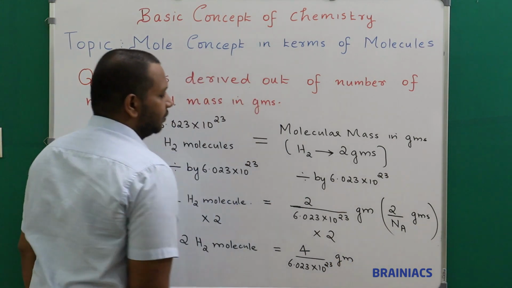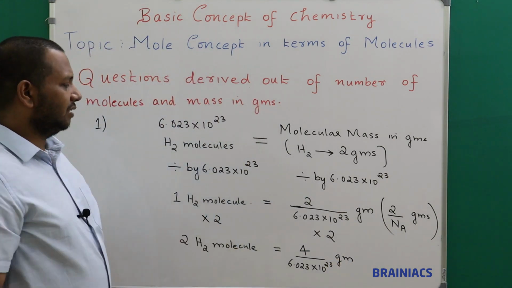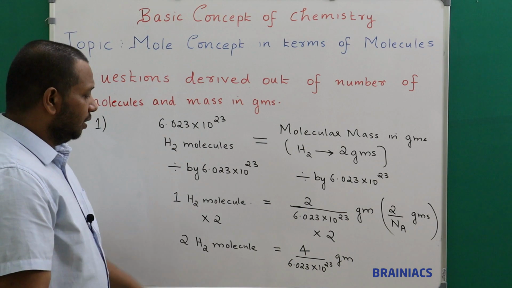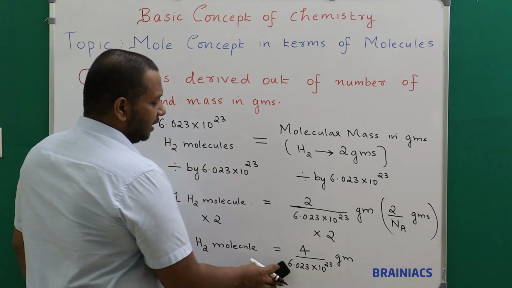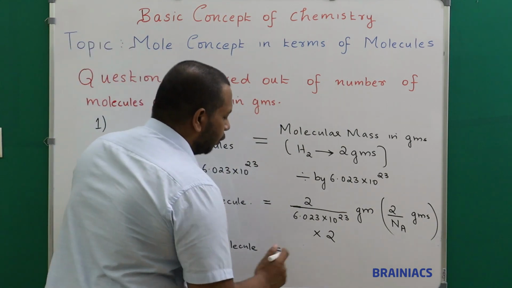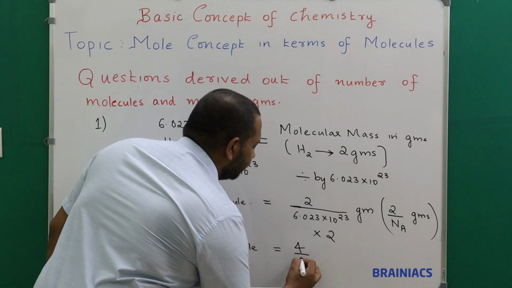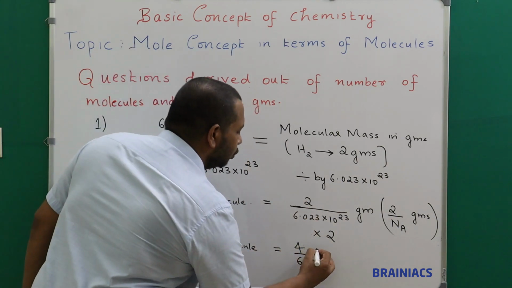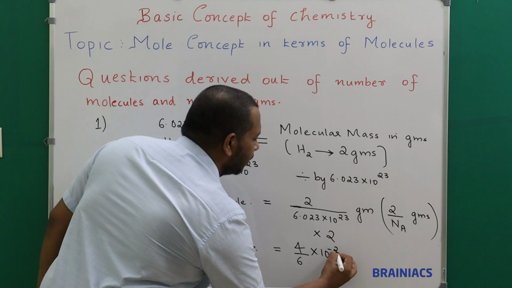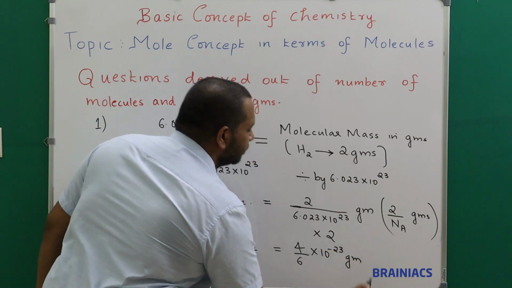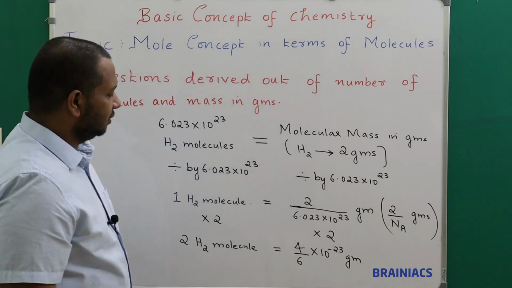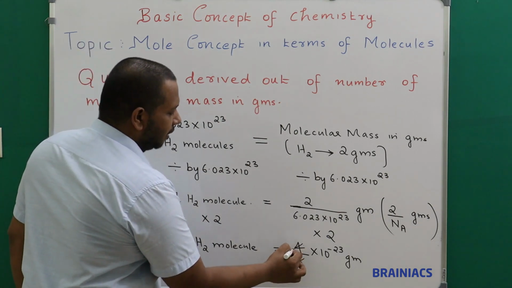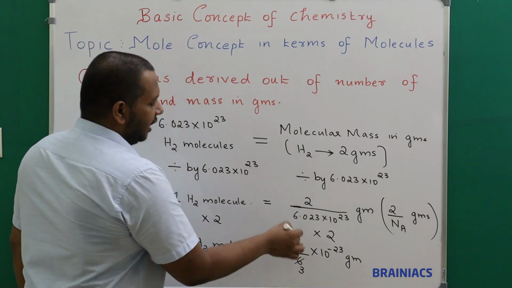This will be the answer. Now how can we write this as a beautiful answer? Tell me. I will take it like 4 by 6, and I will take the 10 power 23 to the numerator, so that it will become 10 power minus 23 gram. And I know that on calculation, this will become 2, this will become 3.